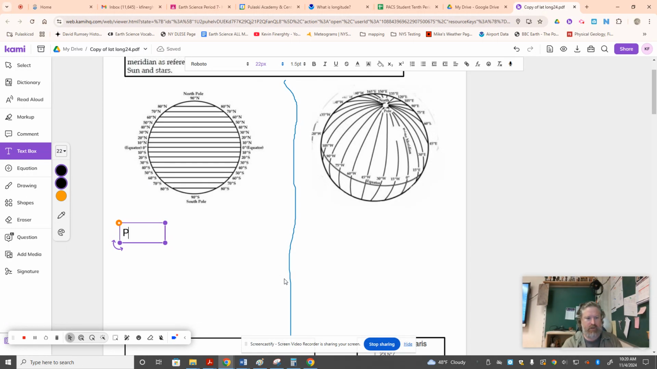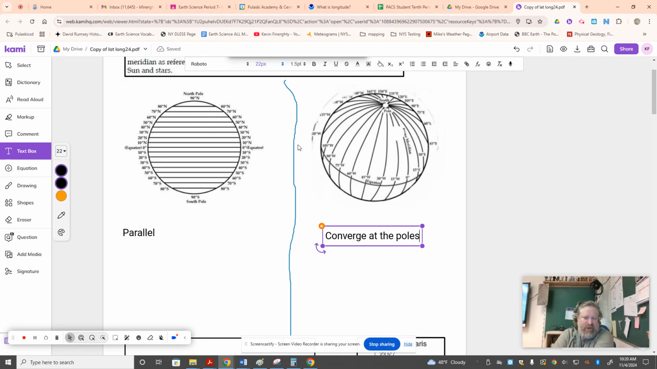These lines are parallel to each other, whereas these lines converge at the poles. It's a big difference, and again, it's just visual. Look, they all come together there, they all spread apart, they come back together over here. These are parallel, parallel, parallel, parallel. You can refer to these, in fact, as parallels. It's maybe slightly outdated language, but they'll call lines of latitude parallels.